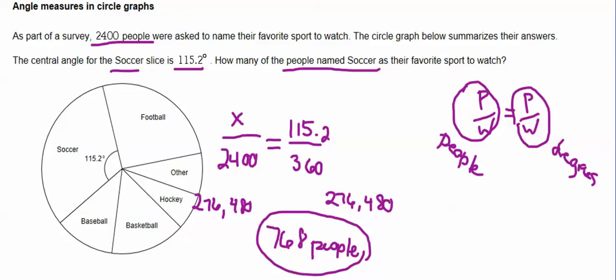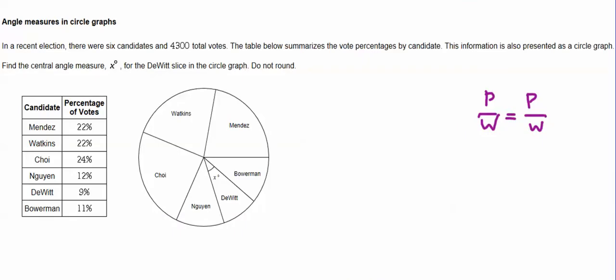In our final question, we're still using the same process, part to whole equals part to whole, but this time the information they give us is a little bit different. It says in a recent election there were 6 candidates and 4,300 total votes. The table below summarizes the vote percentages by candidate. This information is also represented in the circle graph. Find the central angle measure x for the DeWitt slice in the circle graph. Do not round. So the difference here is that our data is given to us in percents this time. We hadn't seen that in any of our other examples.